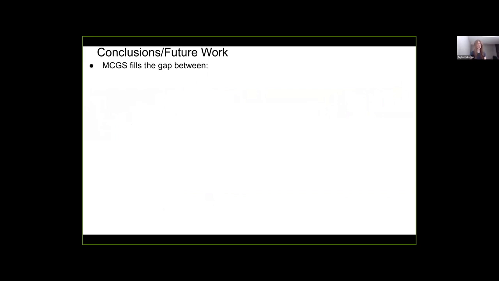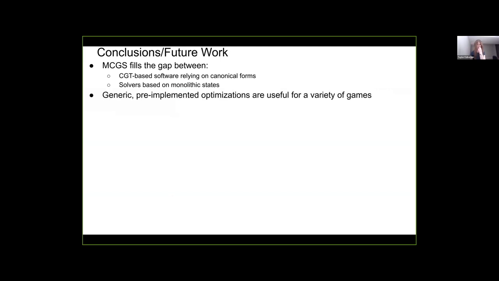So MCGS fills the gap between these combinatorial games-based packages, which rely on canonical forms, and the other solvers which use monolithic states instead of subgames. These generic optimizations of the transposition table and the database and subgame structure are useful for a variety of different game types.